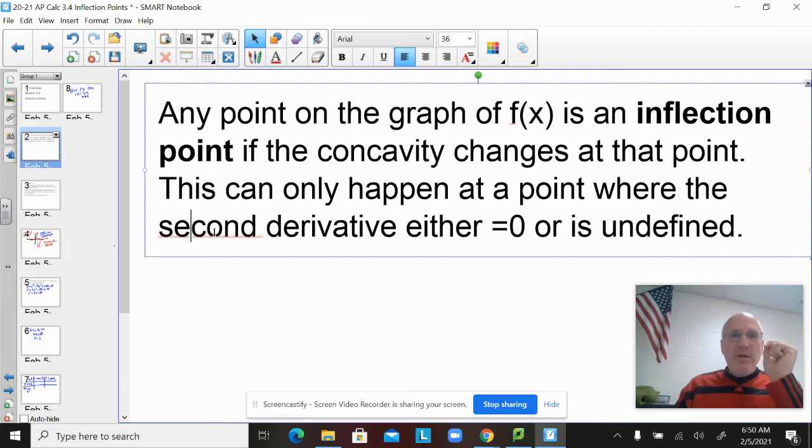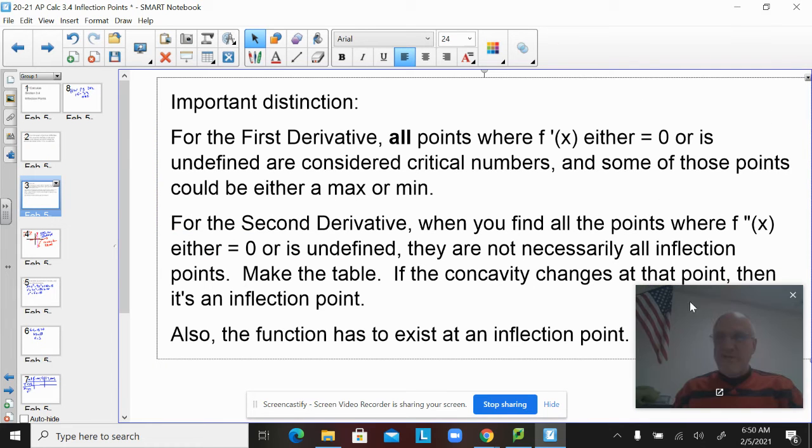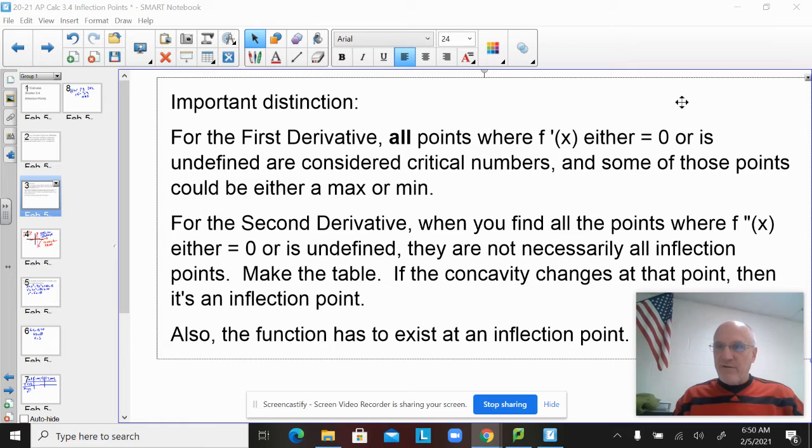Okay. Now, as it says in this slide, there's an important distinction between first derivatives and second derivatives as far as critical numbers versus inflection points. So let's review here. For the first derivative, you'll recall all of the points where the first derivative either equaled 0 or was undefined, we called those critical numbers. Didn't matter if there was a max or a min there, all of those points were critical numbers. And then from the table that we made, we were able to determine if there were any maxes and mins. And the maxes and mins could only occur at those critical numbers. But again, every point where the first derivative equaled 0 was considered a critical point, whether or not it was a max or a min.